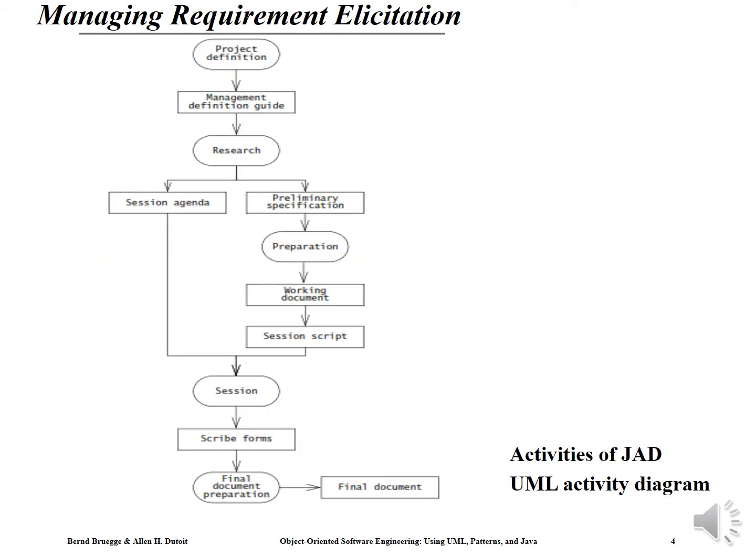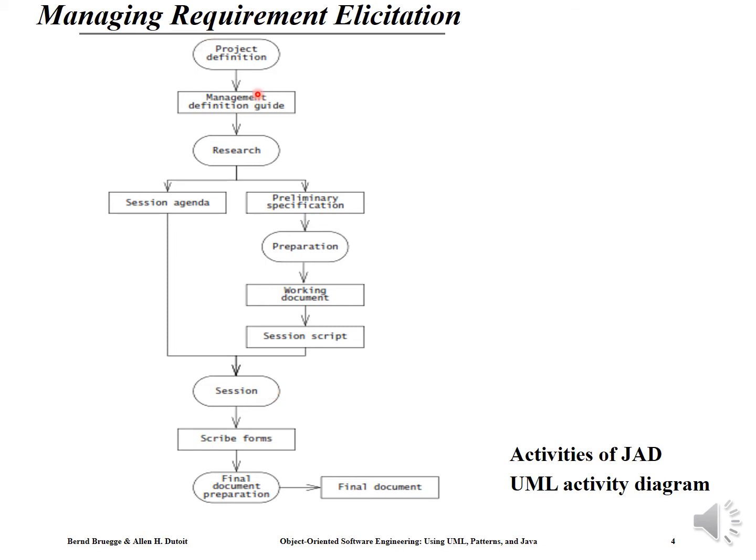So the activities of JAD are represented by a UML activity diagram. The main activity in JAD is the session activity, during which all stakeholders design and agree to a requirement specification. The activities prior to the session maximize its efficiency. Basically, JAD is composed of 5 activities.